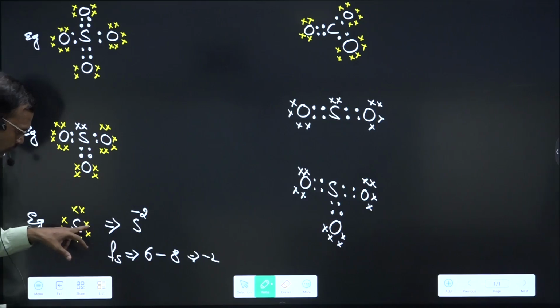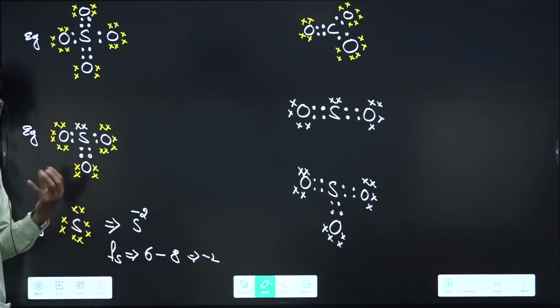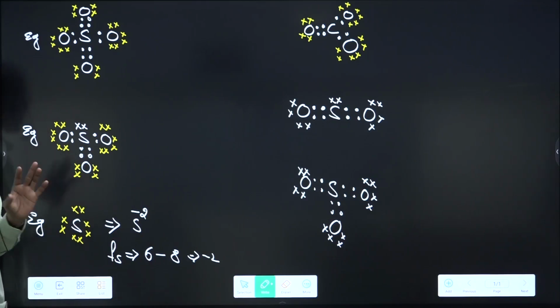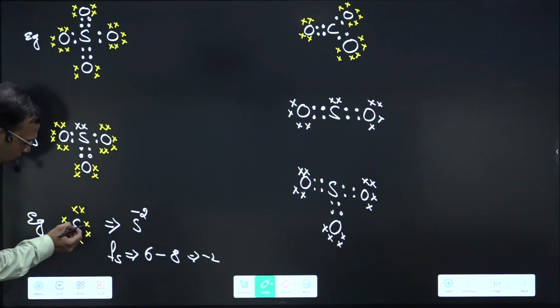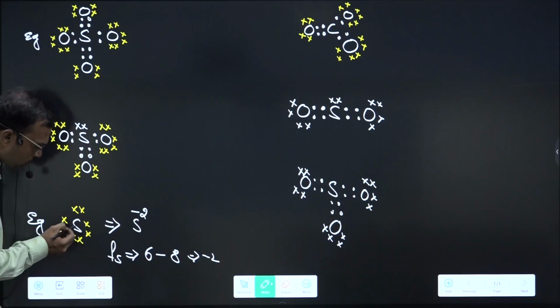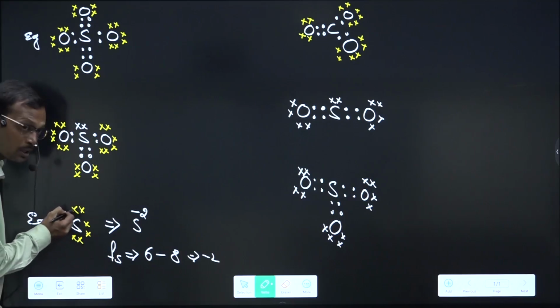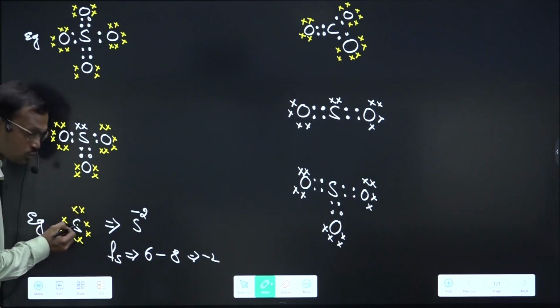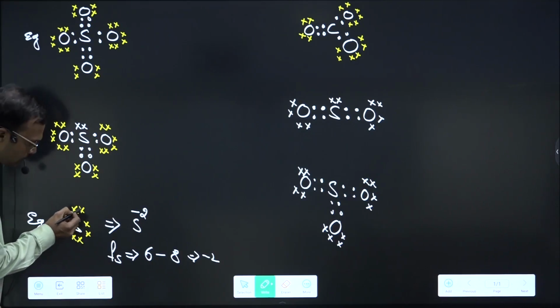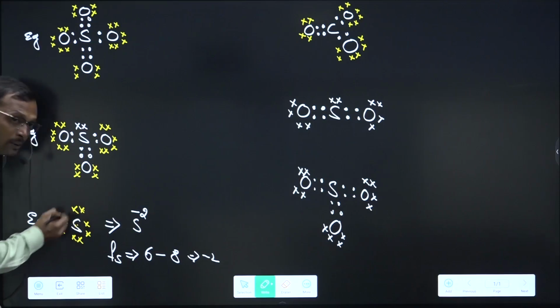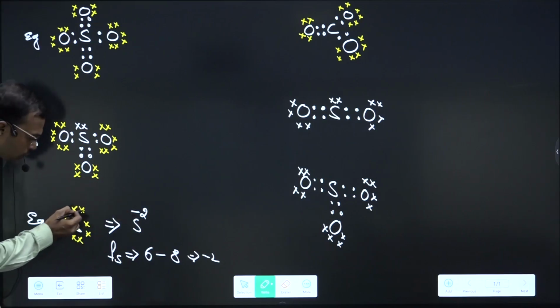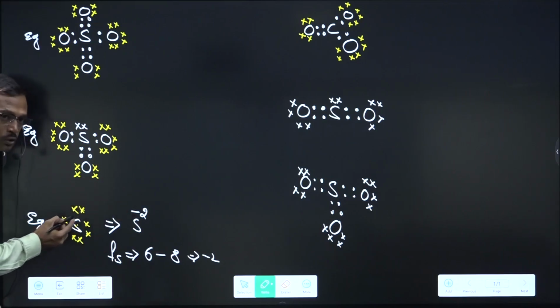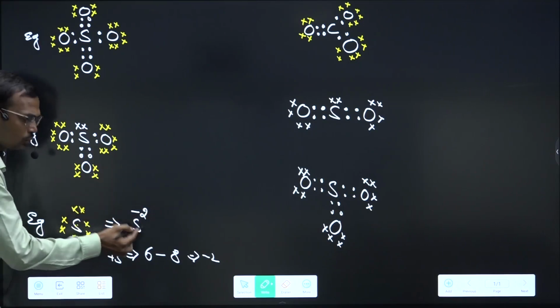So these 2 lone pairs belong to sulfur. These 2 lone pairs are created by sulfur, but actually they belong to sulfur. This electron belongs to sulfur, this electron also belongs to sulfur. Now this electron pairs with this, and this electron pairs with this. These 2 are paired by hydrogen. Hydrogen gives 1 electron, and one more hydrogen also gives an electron. Now H2S is converted to S minus 2.